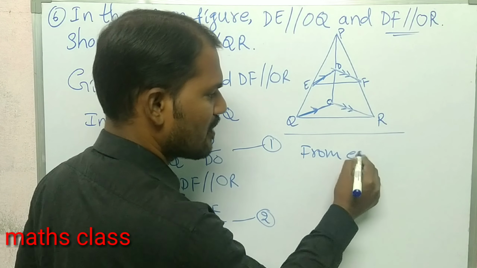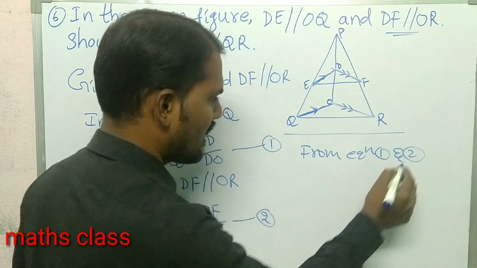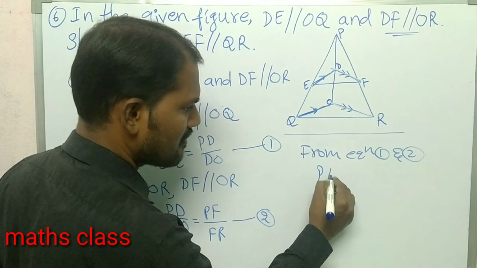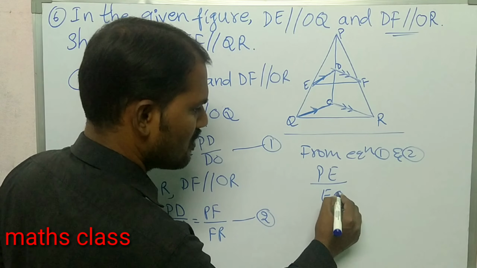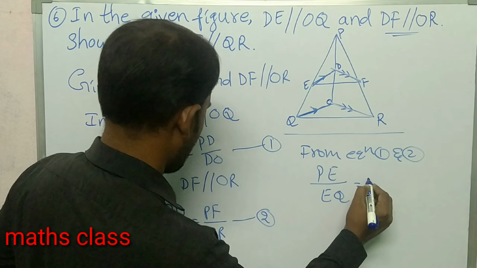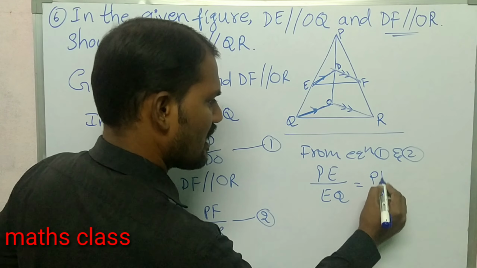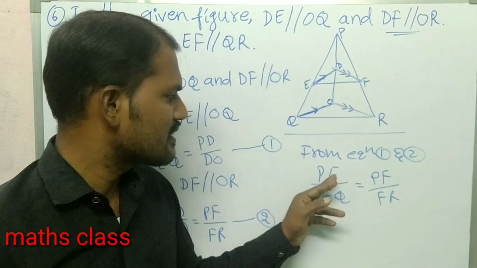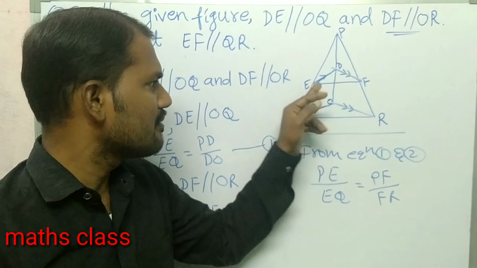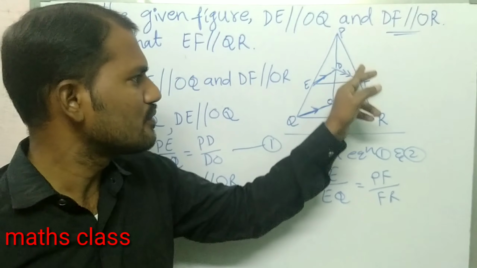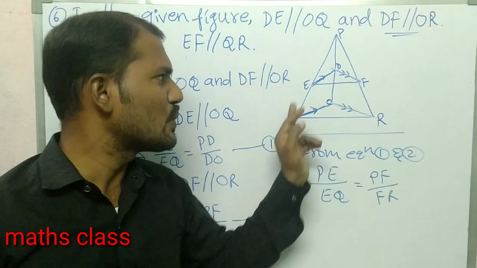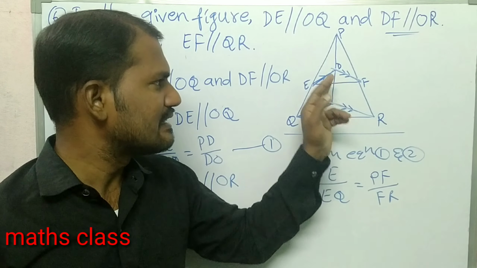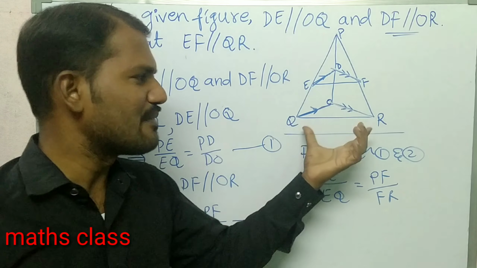So from equation number 1 and 2, PD by DO equals PD by DO, so here we can write PE by EQ equals PF by FR. Once you observe PE by EQ equals PF by FR, here on PQ and PR sides, the line EF divides the two sides in the same ratio.